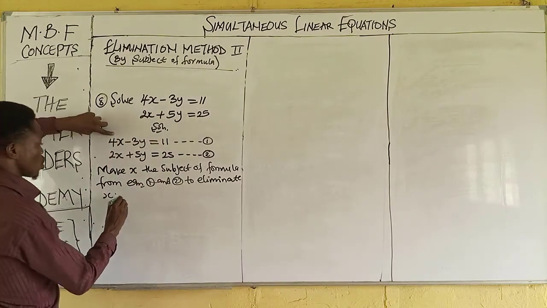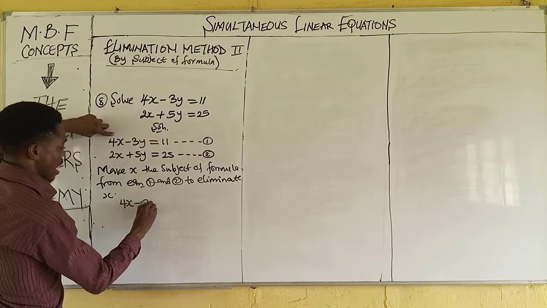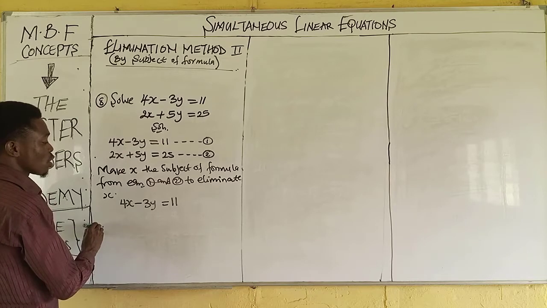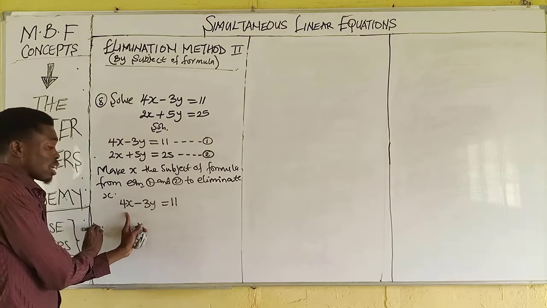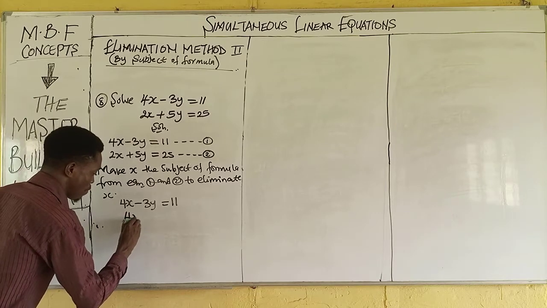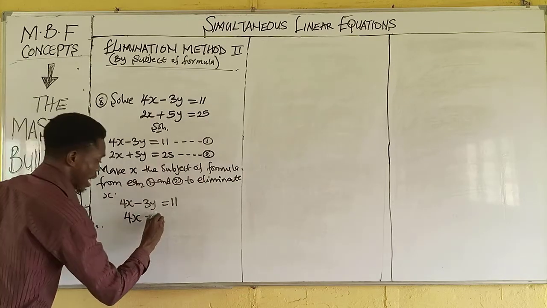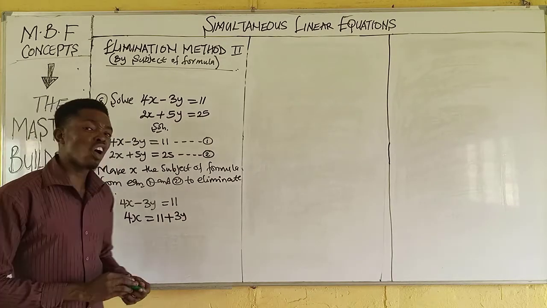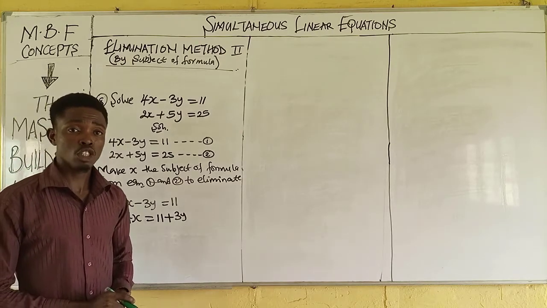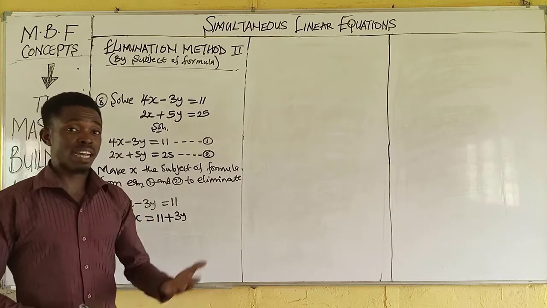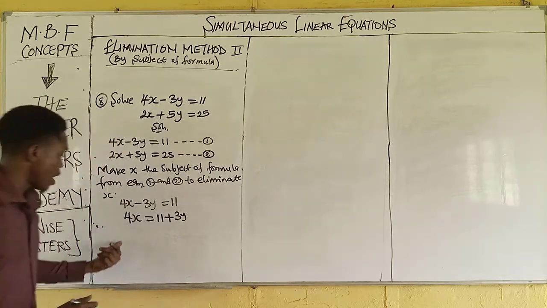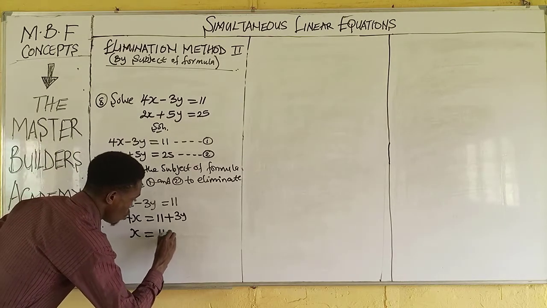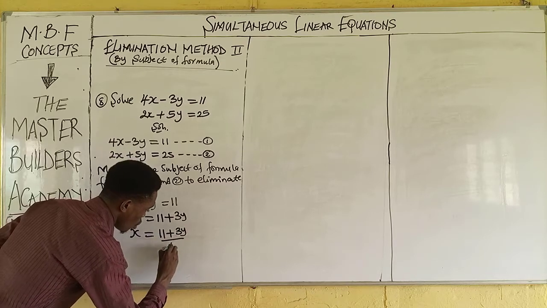Now, I will pick the first equation, which is 4x minus 3y is equal to 11. The first thing we are quickly going to do, since I want to make x the subject of formula, is to put down 4x and take y to the right hand side. When minus 3y crosses, it becomes plus 3y. Finally, to make x the subject, I must ensure that the coefficient of x is 1. So I simply need to divide both sides by the coefficient of x, which here is 4. Then I'm going to have x is equal to 11 plus 3y all over 4.